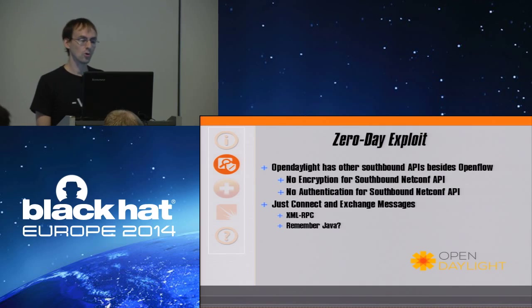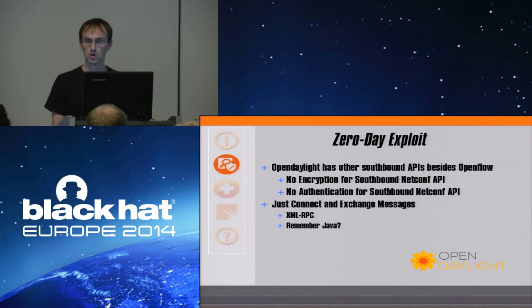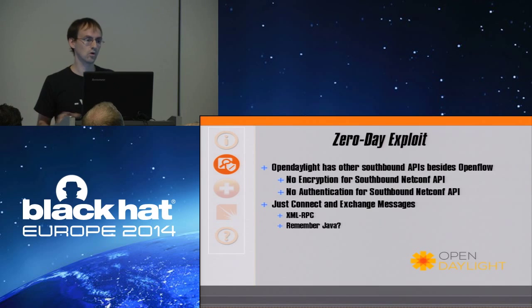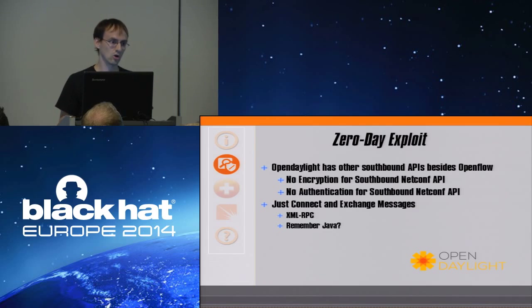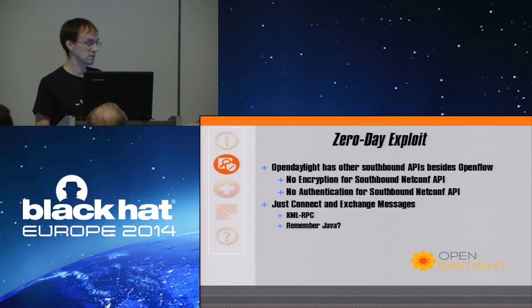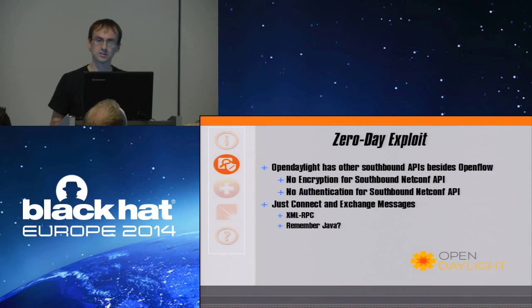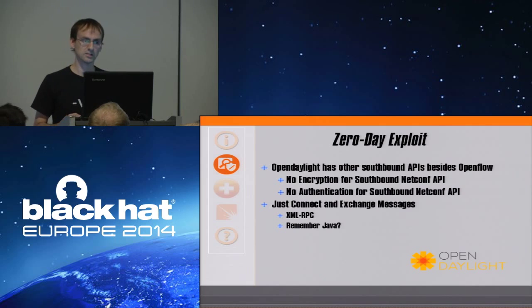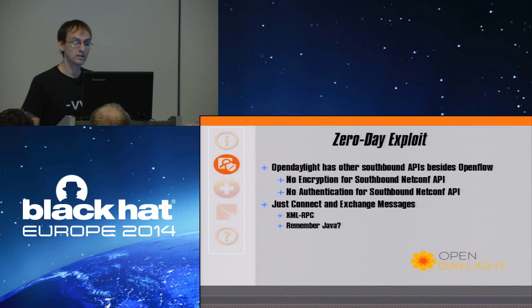Okay, so OpenDaylight has other southbound APIs besides OpenFlow. It tries to be just a more extensive platform, with more support for more technologies, and allows you to also bridge over from the past to the future. They're trying to do a good job with this. They're trying to support the networks, but what they find is they're not taking care of the security when they put these things up. So there's no encryption on that southbound NETCONF API because they chose to put both TCP and an SSH-based one there. So the TCP one is sitting there, and there's no authentication on it either. You can just connect and exchange messages, which never works out.